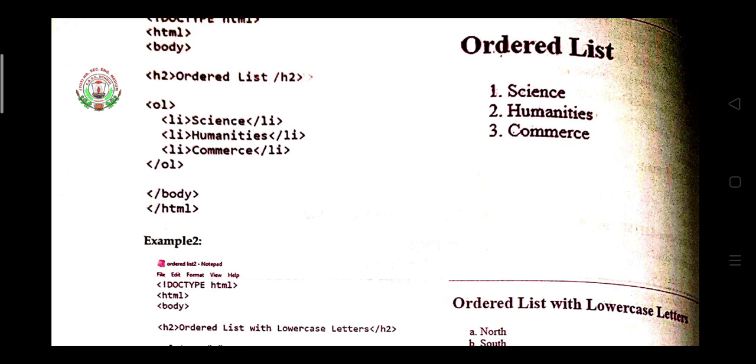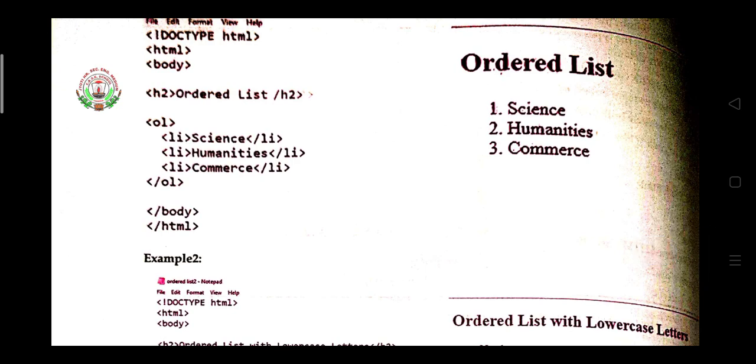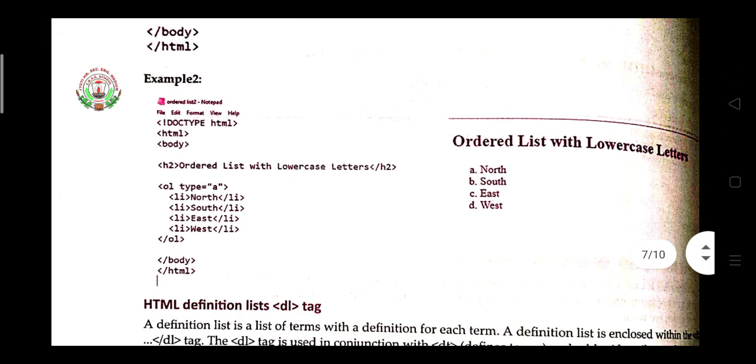And if you want to display Roman numerals in place of numbers, you can type ol, space, type, then equal to, and give capital I. You know Roman numerals mean capital I, repeating I, II, III, IV, V, VI like this. So see the ordered list output, 1, 2, 3 is given here.